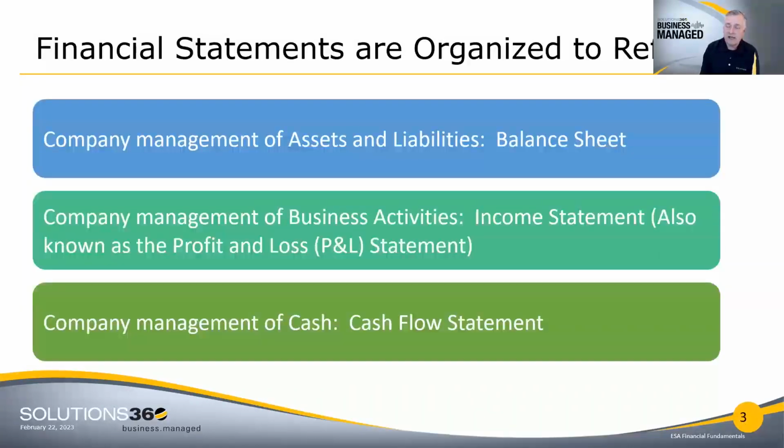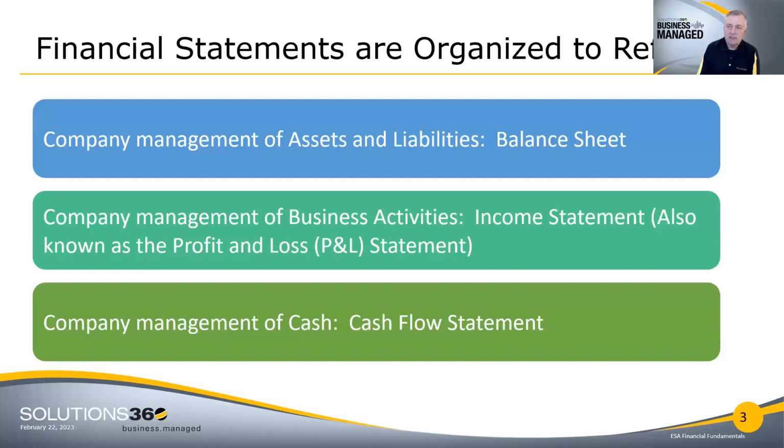So with that, let's start at the very basics. So you may have heard this. Accounting is organized into 3 separate financial statements. The first is how do we manage our assets and liabilities? What do we own and what do we owe? And that's listed on the balance sheet.